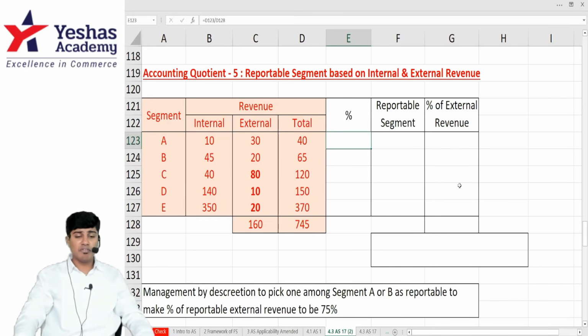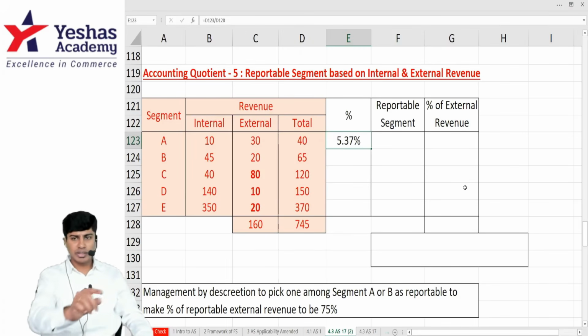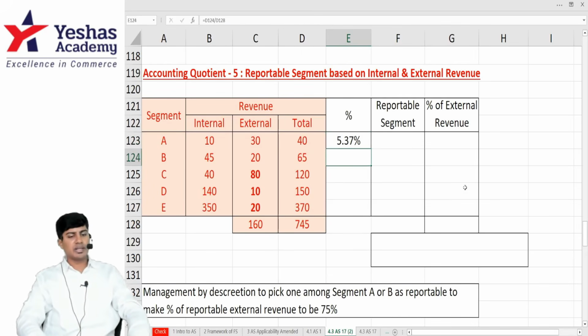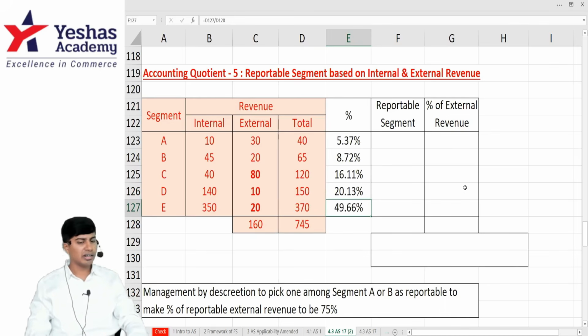First, total revenue: 40 by 745 into 100. Should I write that 40 by 745 into 100 or is it okay? Next one, 65 by 745 into 100. 120 by 745 into 100. How about 150 by 745 into 100? 20.13. 370 by 745 into 100. 49.66. Done. Now tell me which of them are reportable based on percentage criteria.